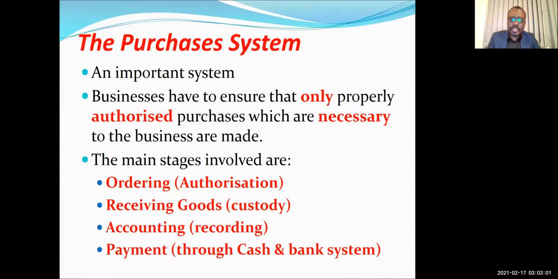Then we have the purchasing system. Even if it is a service organization, we still buy. It's an important thing. We buy and we trade with it. So we must ensure that we only buy authorized purchases. Don't buy anything at all. What are the main stages? We must order, we must receive the goods, we must account for it, and we pay. So ordering, receiving, accounting, and then payment. Take note of this.